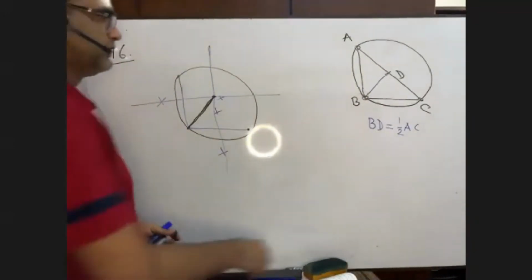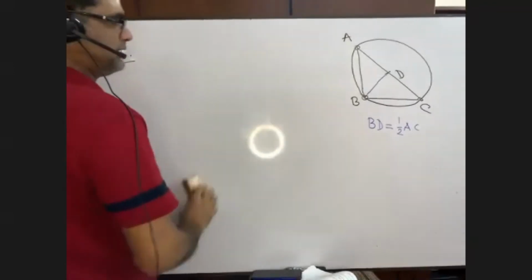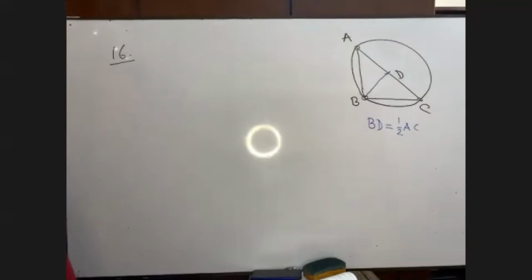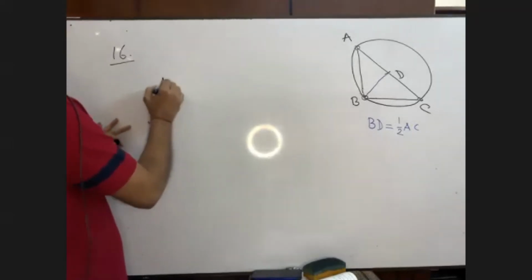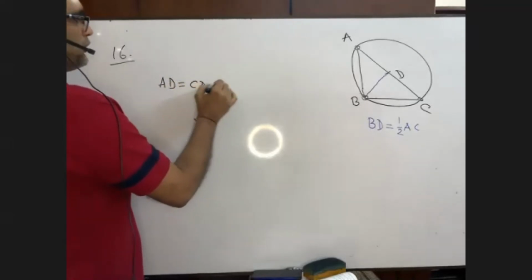Now, you see in this figure I have drawn here, D is the center of the circle, right? So what we are getting here is AD equals CD equals BD.